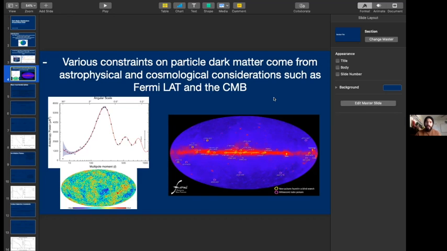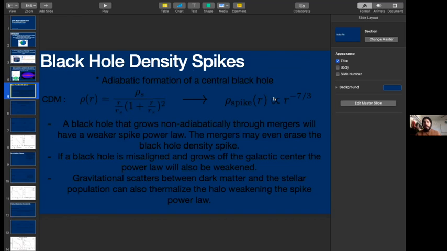So I want to talk today in particular about dwarf galaxies and the idea that if there is a central black hole, the potential well from the black hole can cause a spike in the dark matter density. This spike can enhance the gamma ray signal, and so there may possibly be indirect detection signals coming from this consideration.